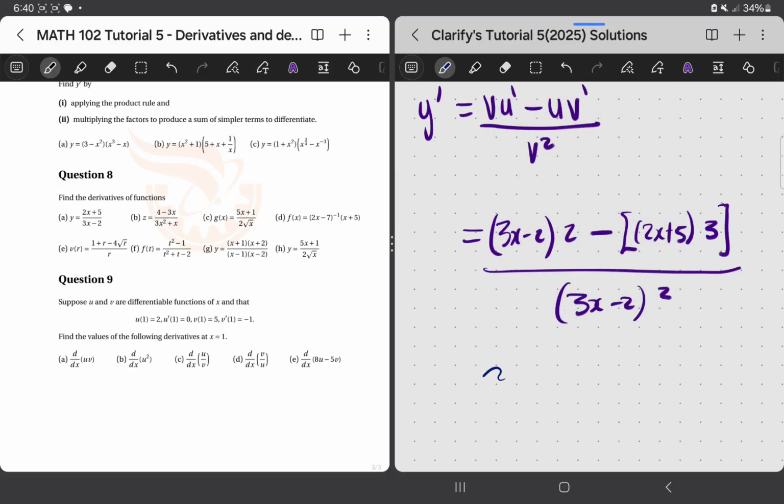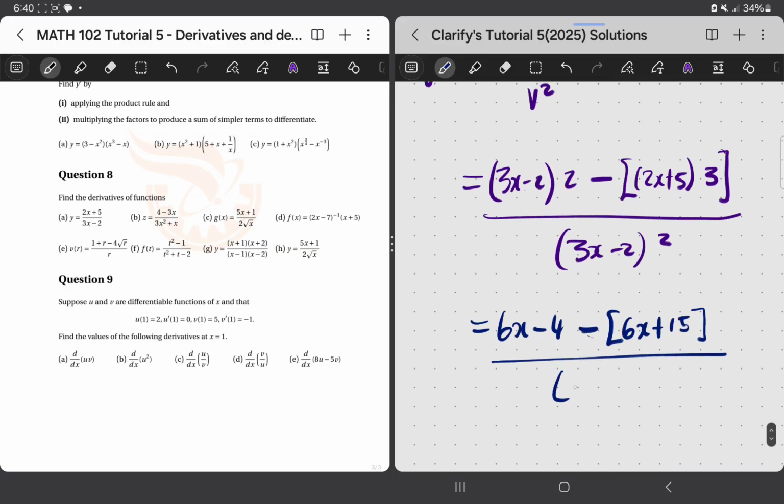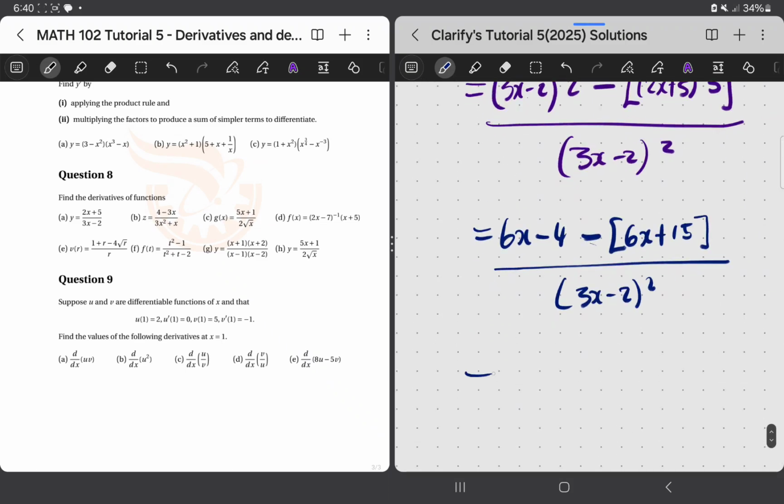It's now all squared. This is going to be now, let's simplify. So 2 multiplies 3x, it's 6x. 2 multiplies negative 2 is going to be negative 4. Then minus, the solution is 3 multiplies 2x, it's 6x. 3 multiplies 5 is plus 15. But they are all affected by this negative. All over the bottom, we still keep it as 3x minus 2 all squared. Okay, we don't rush to simplify denominators.